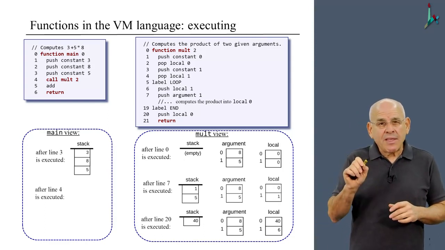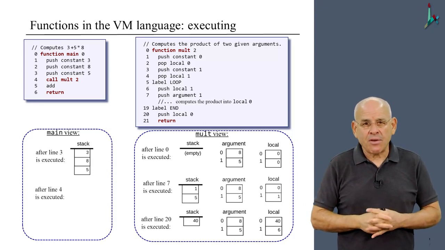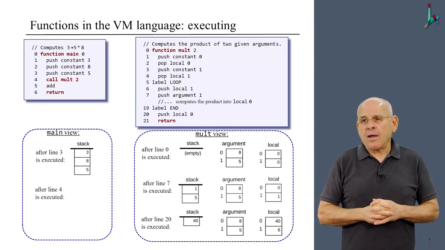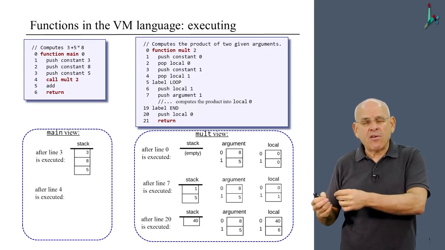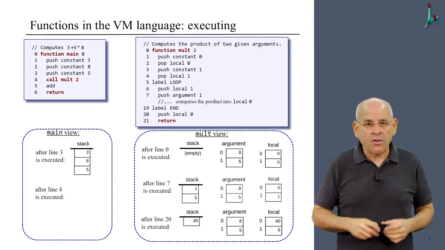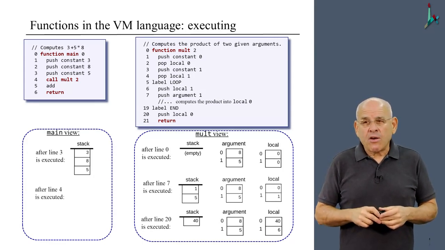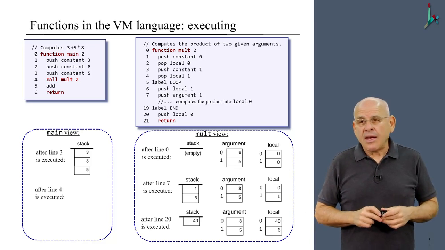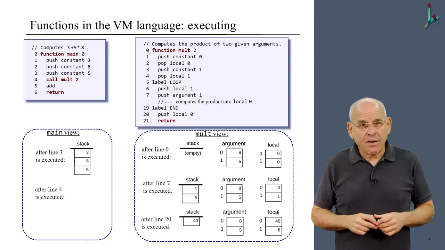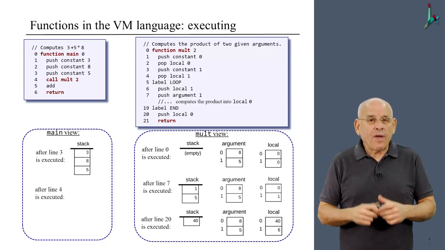Why? Because we did push local 0. Look at instruction number 20. This instruction takes the value of local 0 and puts it onto the stack. Now, we do it because we want to return this value to the caller. And indeed, the next command is return. And the VM implementation knows how to handle return.